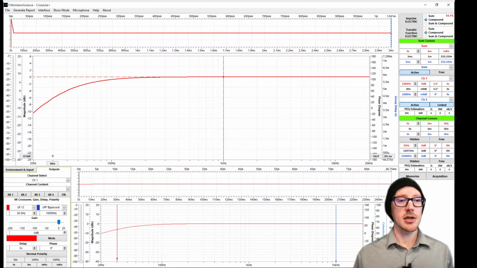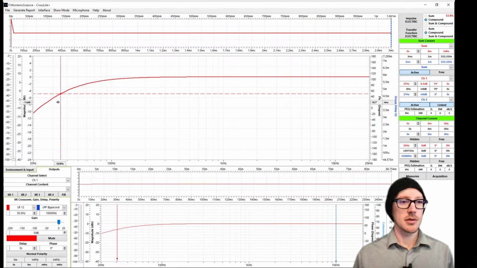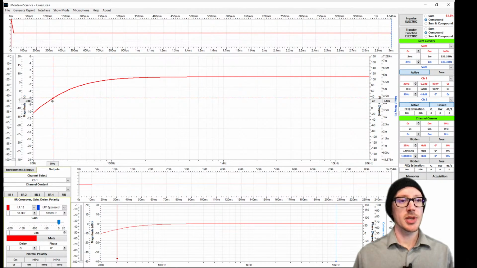So 30 hertz is about here, and I can see that this is interesting. Where the cutoff frequency is at 30 hertz, we're down by 6 dB. I'm looking at the magnitude scale over here on the left. So minus 6 dB. That's interesting. So let me put my marker there. I've got this helpful little marker, so I'll put that at 30 hertz as well.